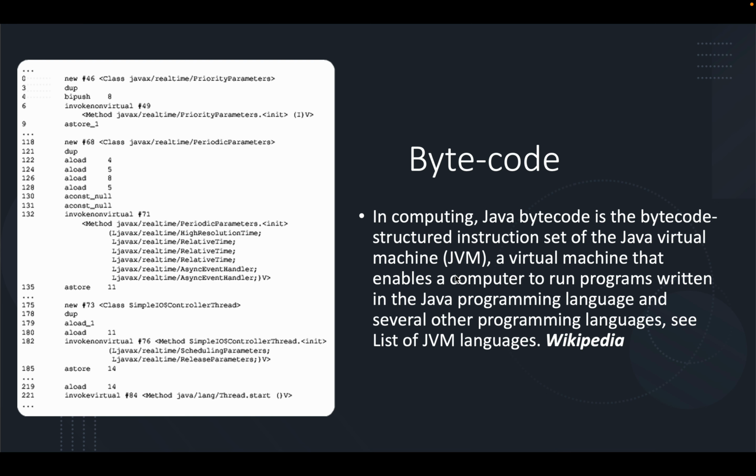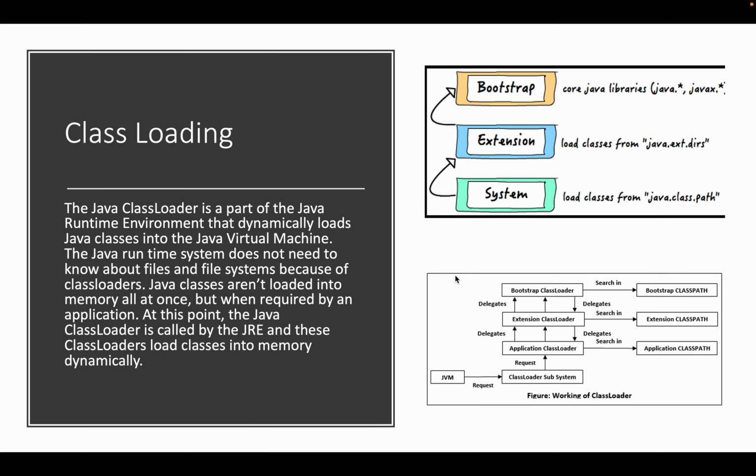On the left, it's the structure of how a bytecode would look like if you were to have a view of it. These are just instructions to tell the JVM what to do. Then we also have one important aspect of the JVM called class loading.